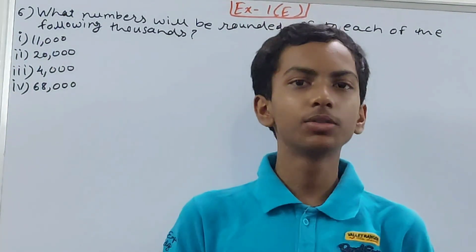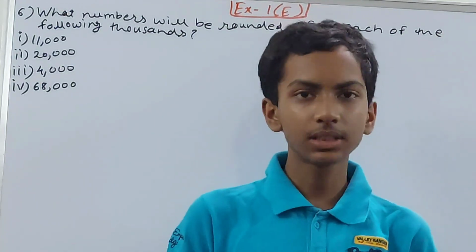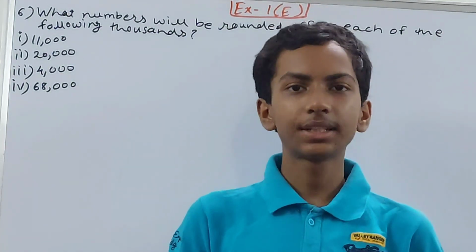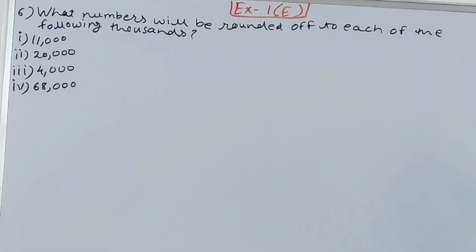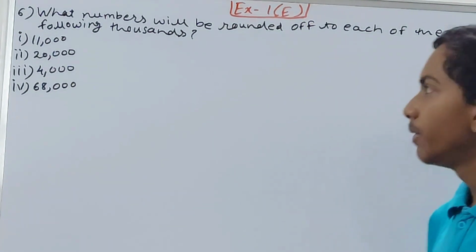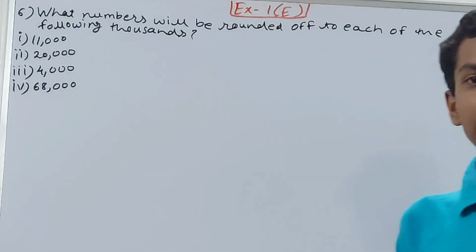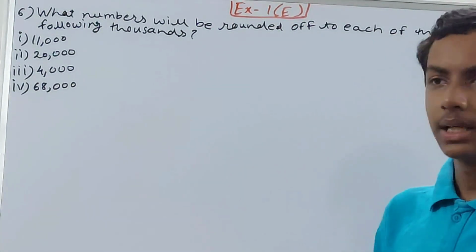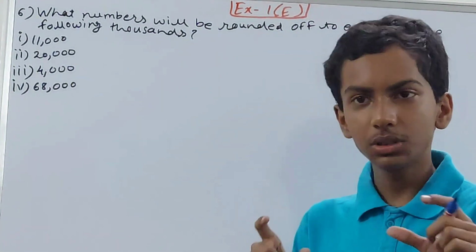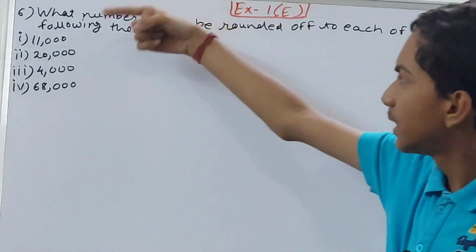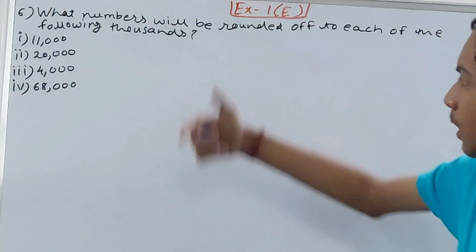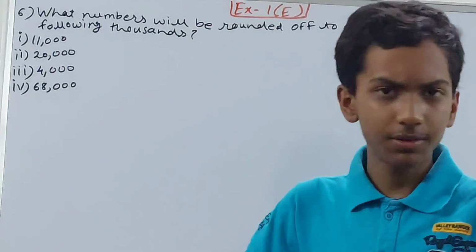In this video we are going to solve ICSE Mathematics class 6 chapter 1 numbers exercise 1E question 6. What numbers will be rounded off to each of the following thousands? So we have to tell what are the numbers that can be rounded off to this thousand. That means, what is the list of numbers which, when you round them off to the nearest thousand, you will get this as your answer, for the different parts.